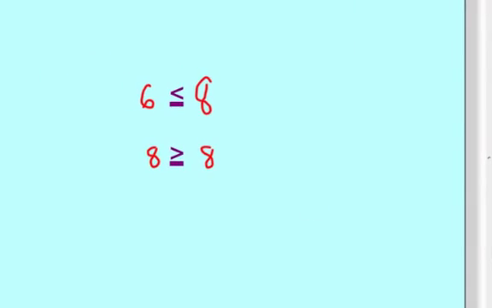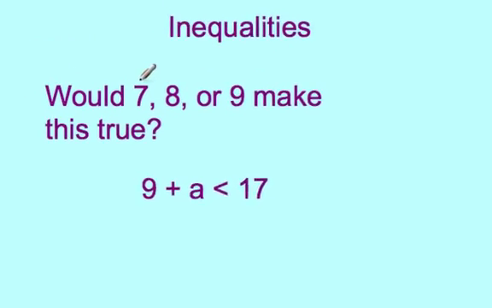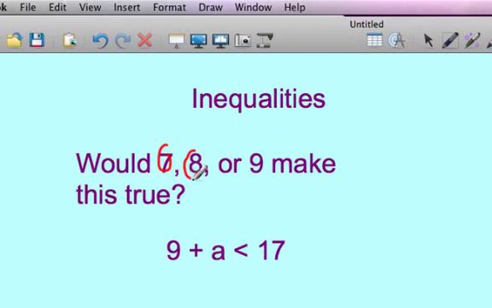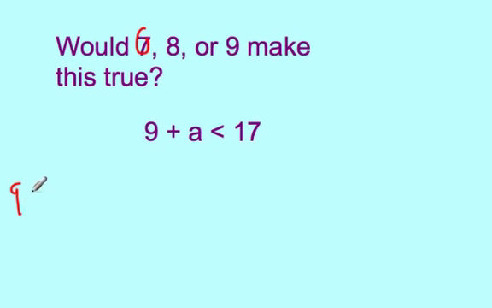When you have something like this, would 7, 8, or 9 make this true? You can think of solving expressions. So we would substitute for the A. We're going to substitute the number 7, the number 8, and the number 9, if that makes sense. Those are the three options that they give us. So using those three numbers, we could test this out. So if we do 9 plus 7 is less than 17, would that statement be true? I think so, because 16 is less than 17.